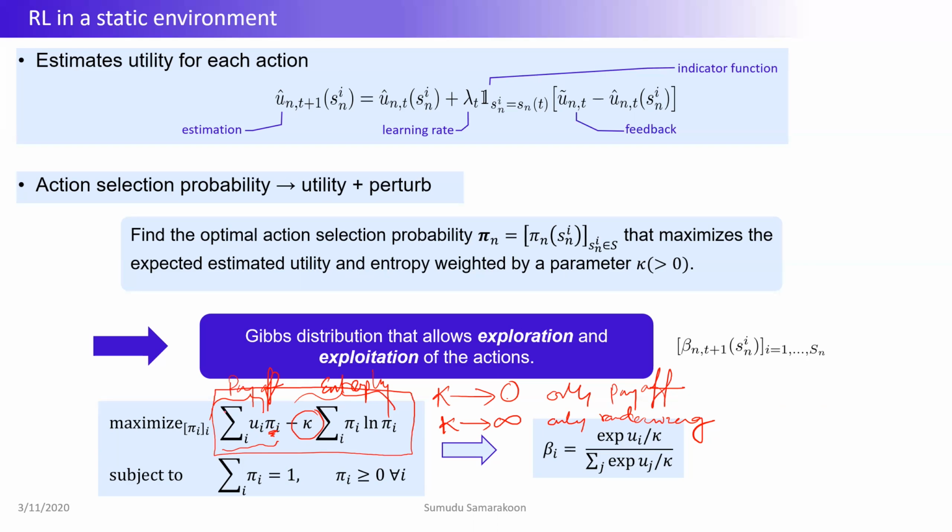Now, as an exercise, you could try to solve this optimization problem. Then you are going to end up with the optimal solution. Beta is given by this. Okay, this is defined for all actions, right? This distribution is known as the Boltzmann distribution or Gibbs distribution. The advantage of this distribution is it allows exploration and exploitation of all the actions, satisfying this condition.